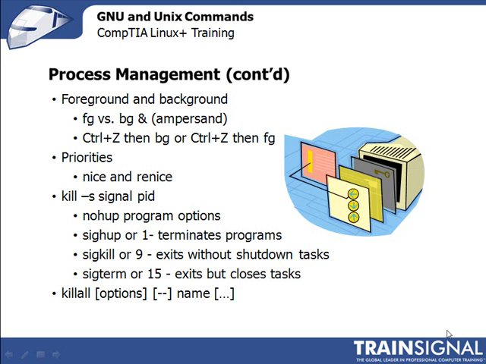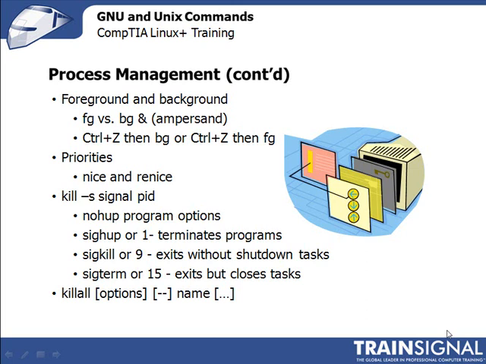The syntax for nice is simply nice, followed by the argument, followed by the command, and any command arguments. Now the argument is the priority, which could be assigned using a dash and a number, a dash n and the number, or double dash adjustment equals and the number. And the number, of course, is the priority that you want to set it to.